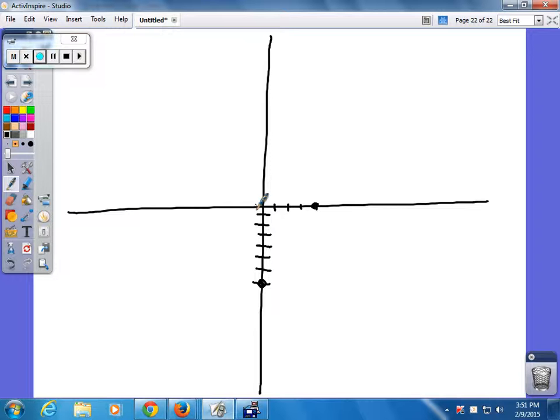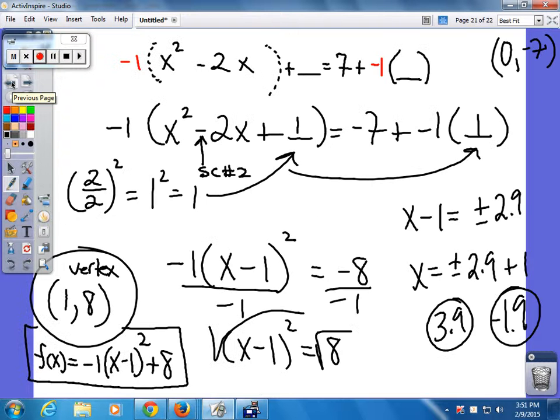Yeah, I'm confused. If it's opening downward, we've got something wrong. Let me go back. We got something wrong. Up there, we had the negative 7 on that side. That negative 7 is supposed to be positive. I have no idea why I changed it to a negative.